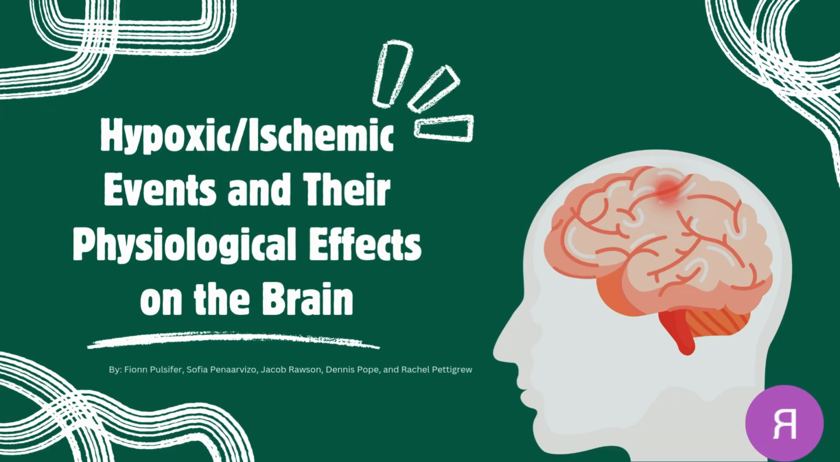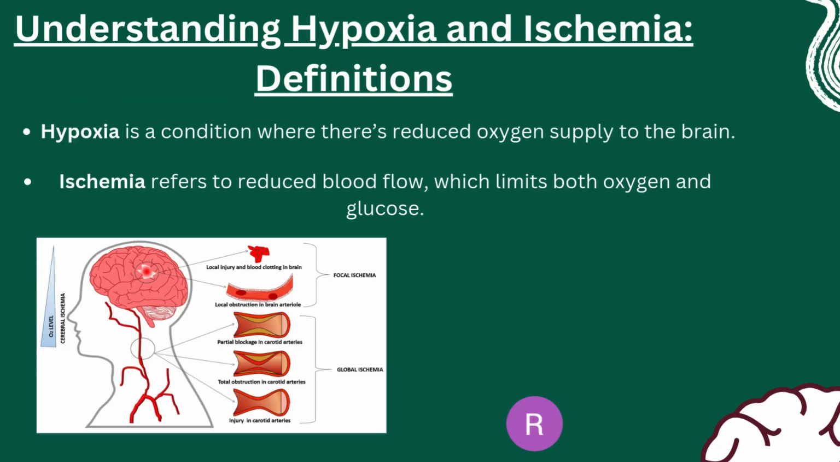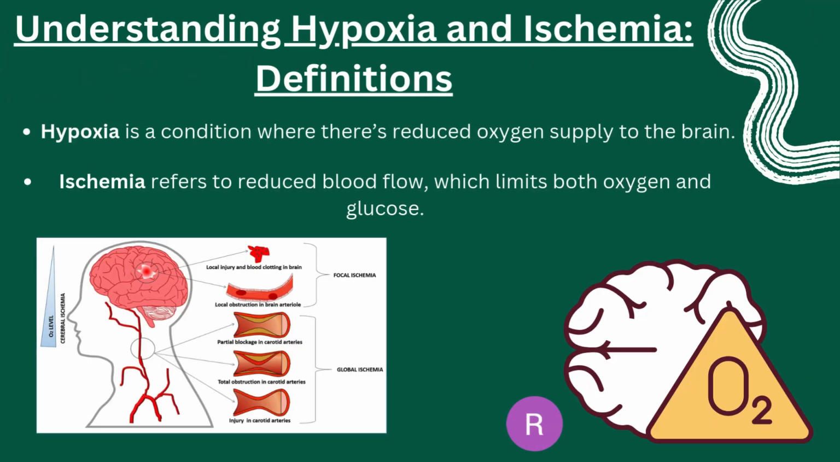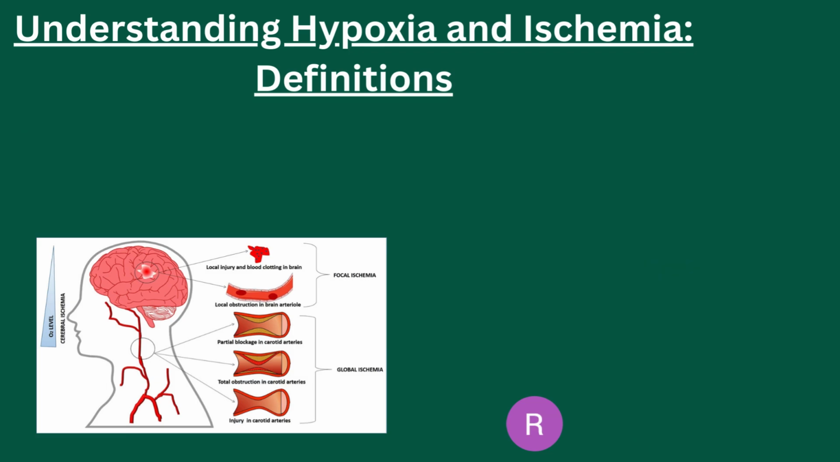Hello, everyone. This is our presentation on hypoxic ischemic events and their physiological effects on the brain. So, first and foremost, we want to understand what hypoxia and ischemia mean. Hypoxia is a condition where there's reduced oxygen supply to the brain, and ischemia refers to a reduced blood flow, which limits both oxygen and glucose or nutrients to the brain.